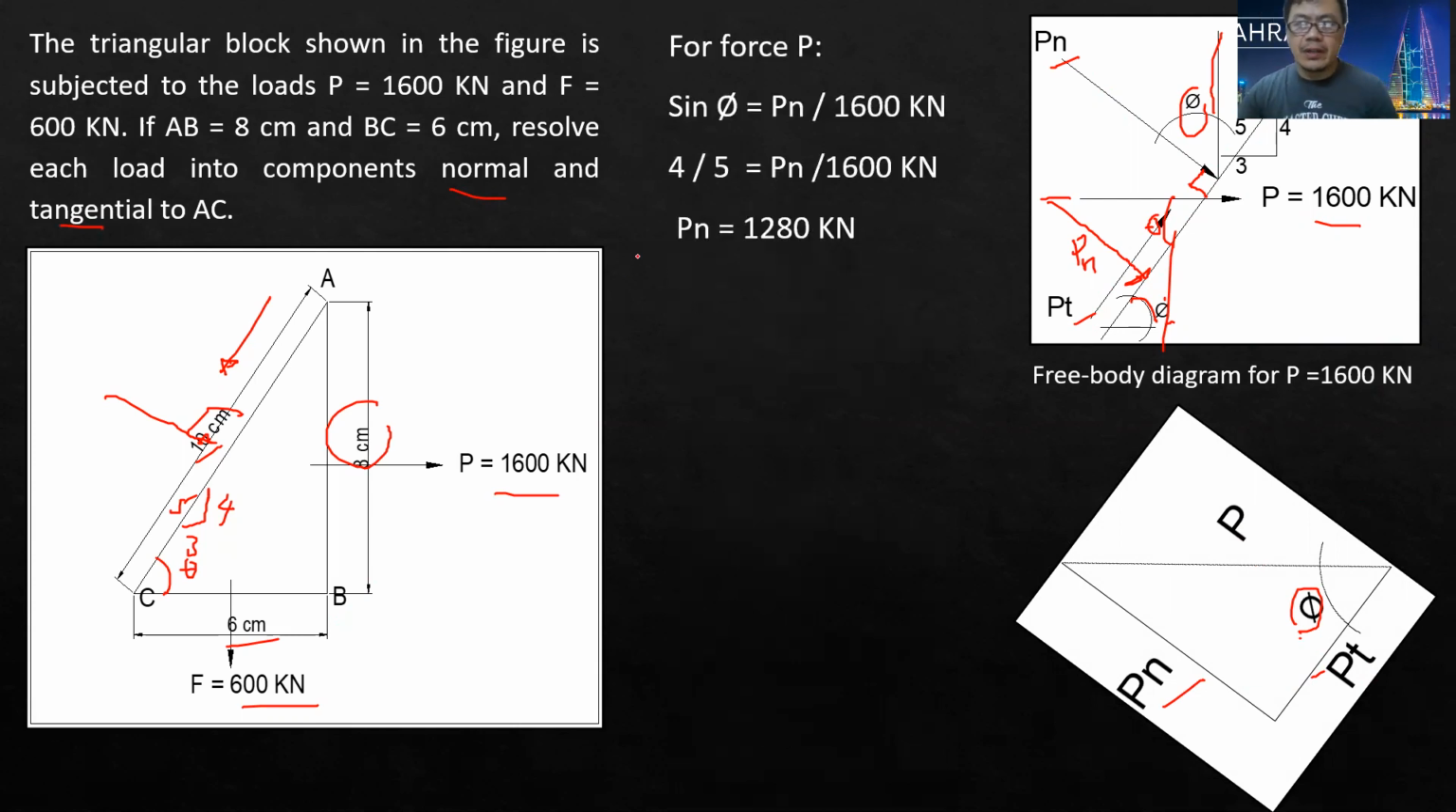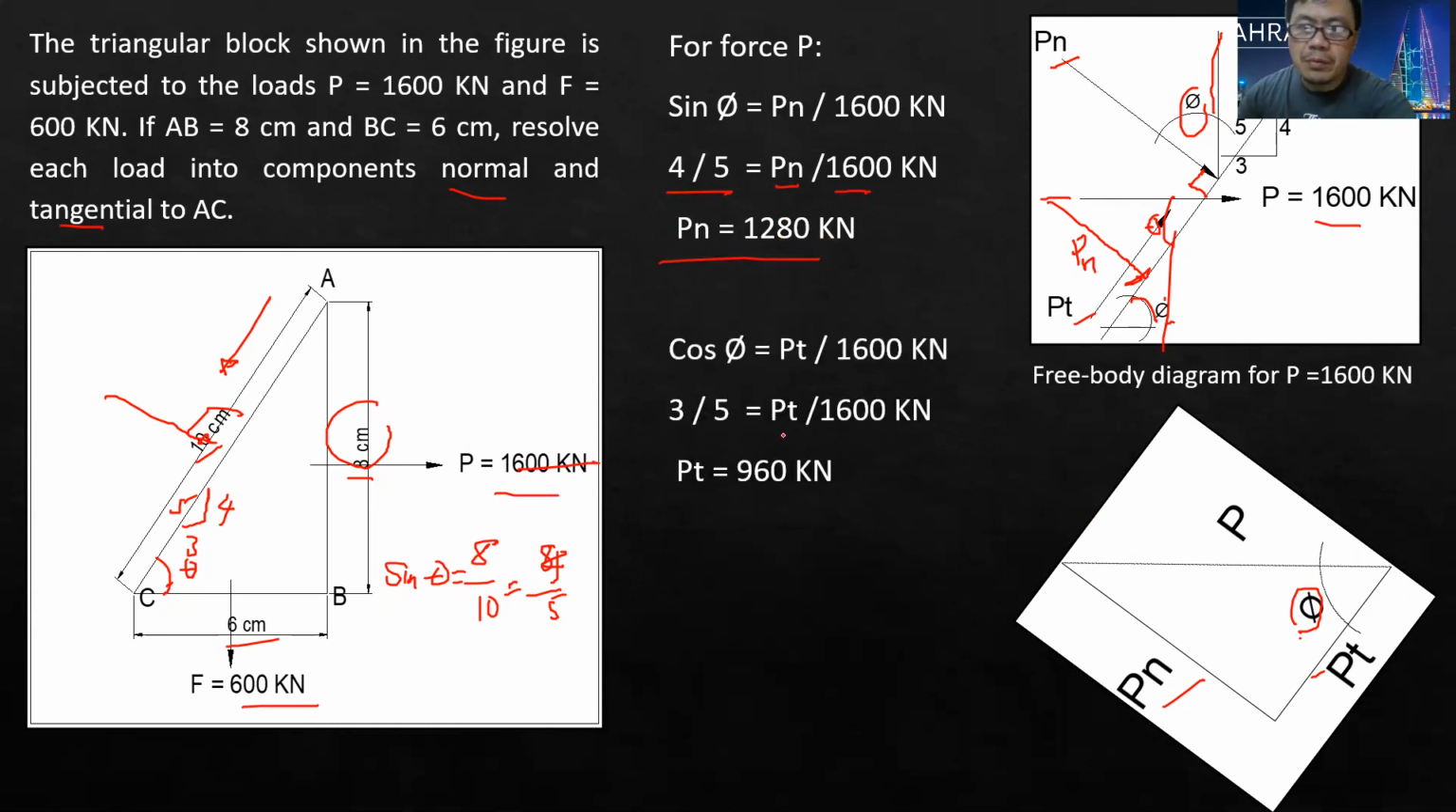I have a different approach actually to compute this. If we consider this one, what is the sine of theta? It's just the opposite, which is 8, over the hypotenuse, which is 10. Sine theta is 8 over 10, or 4 over 5. So from here, sine theta is the opposite, Pn, over P. Pn is the component that we are going to compute, and P is given to be 1,600 kilonewton, then we can compute Pn.